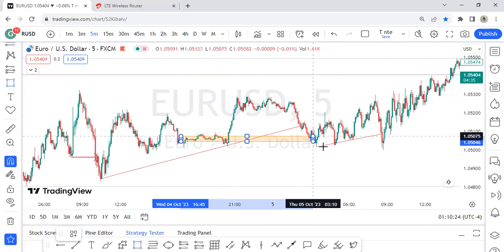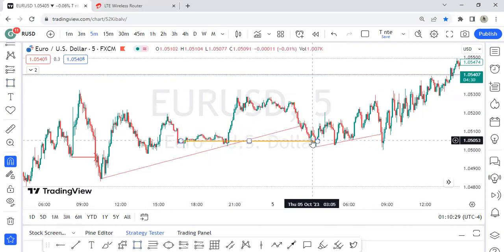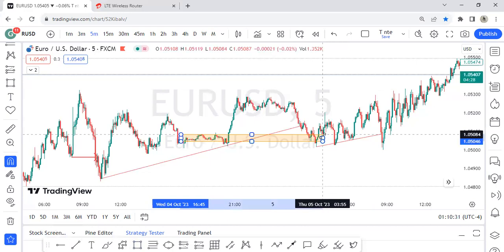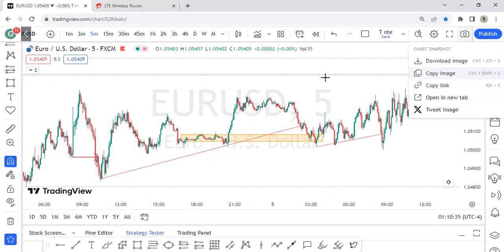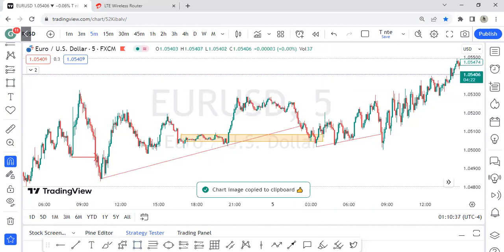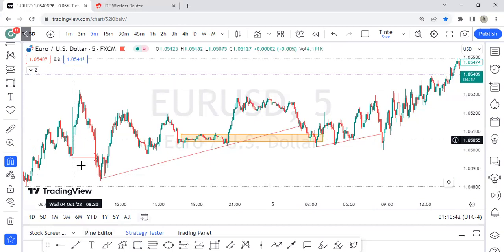I want to just take a snapshot of this so that I can post it. All right, so that is it. So we have these areas of liquidity that are always occurring, always occurring, right? So let's take that out.